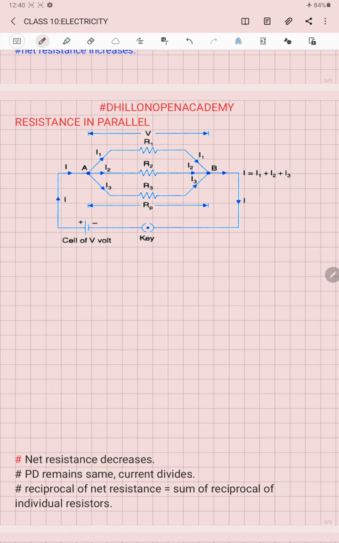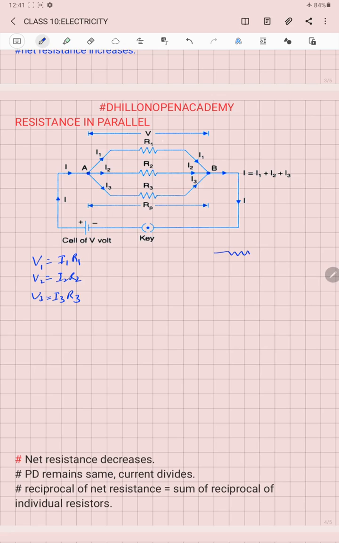So if we use Ohm's law, V equal to IR, then for different resistances we can write V1 equal to I1 R1, V2 equal to I2 R2, V3 equal to I3 R3, where V1, V2, V3 are the potential differences for R1, R2, R3, and all are equal to each other. We are trying to find a net resistance, an equivalent resistance.